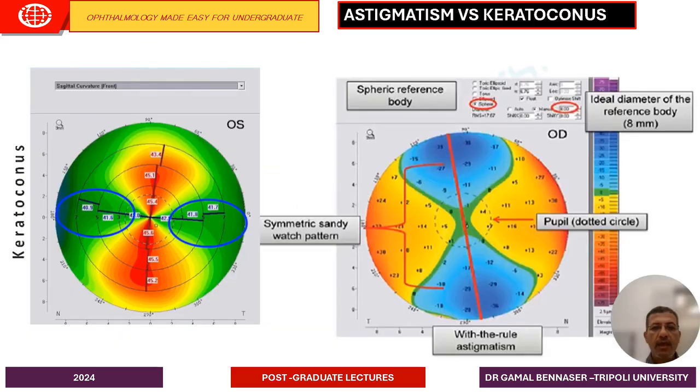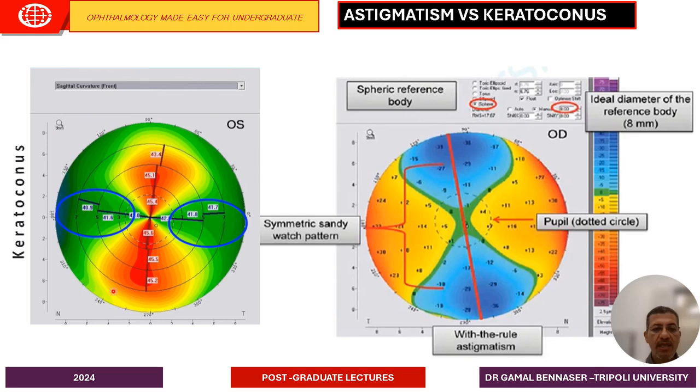In this slide, I will stress an important point: when you look at the topography or tomography map, how to differentiate between astigmatism and keratoconus. As you understand from the lecture on topography, the basics of a curvature map and the elevation maps, the color code for the curvature map and the elevation map is nearly reversed, but they have the same meaning.